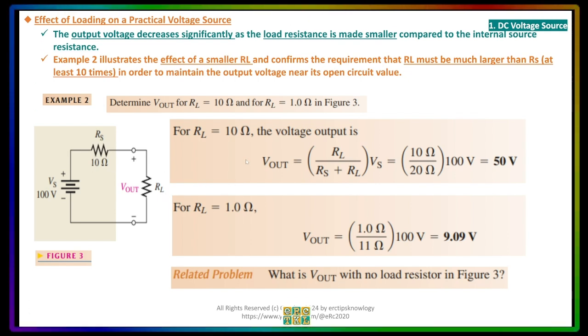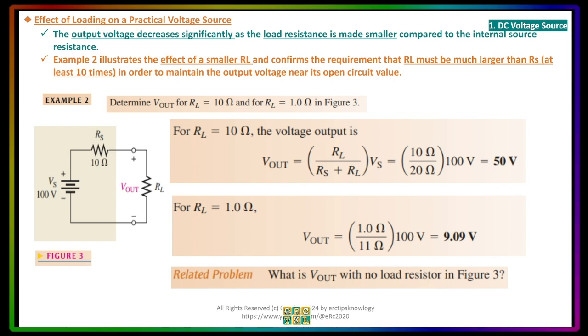Now, if you made it much, much lower, like 1 ohm only, RL is only 1 ohm, which is very low compared with 10 ohms RS, then you will only get 9.09 volts from the voltage source of 100 volts. And that is unacceptable. Of course, 50 volts is not good already. Imagine I need 100 volts and I only take 9.09 volts here. That's not good because it means that 98.91 volts goes to the internal resistance, and that's not good.